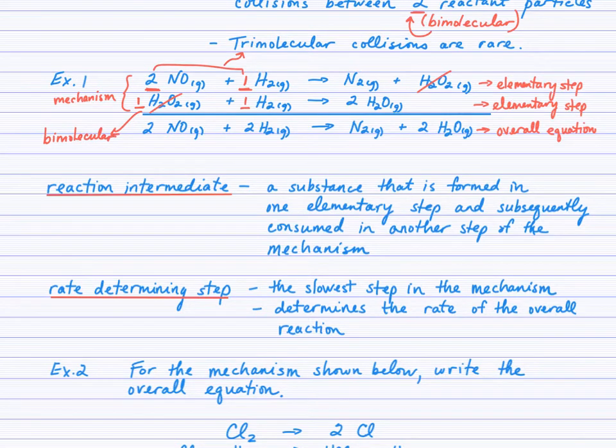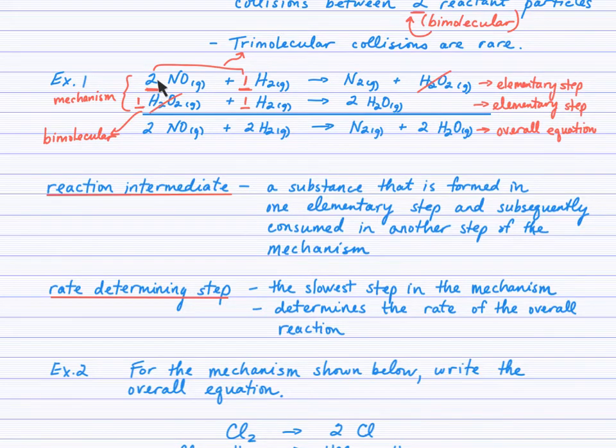Okay, so just to be clear on what this mechanism means, when we look at the overall equation, it says 2 NO gas and 2 hydrogen gas react to form nitrogen and 2 water vapor. There's no way that 2 nitrogen monoxide particles and 2 hydrogen gas particles are colliding with the correct collision geometry and required activation energy to produce products. 4 particles to collide with the correct collision geometry is statistically impossible.